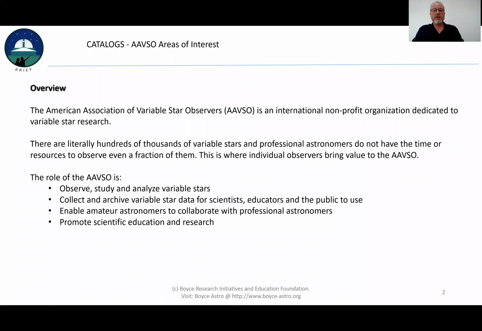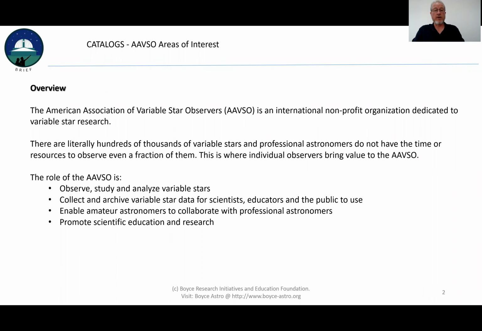The American Association of Variable Star Observers, AAVSO, is an international nonprofit organization dedicated to variable star research. There are literally hundreds of thousands of variable stars, and professional astronomers do not have the time or the resources to observe even a fraction of them. This is where individual observers bring value to the AAVSO.